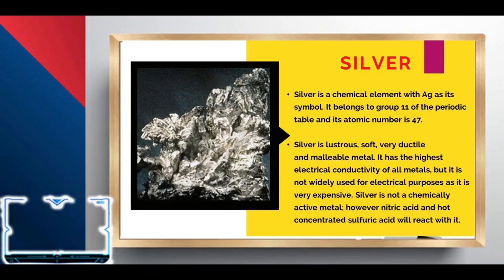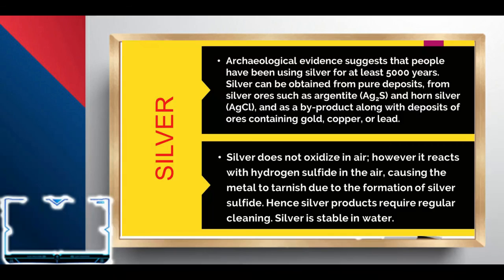However, nitric acid and hot concentrated sulfuric acid will react with it, which will cause the metal to tarnish due to the formation of silver sulfide. Hence, silver products require regular cleaning. Archaeological evidence suggests that people have been using silver for at least 5,000 years. So unlike gold, silver is present in many naturally occurring minerals.